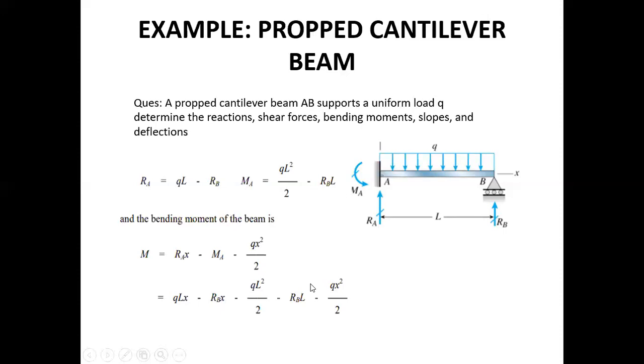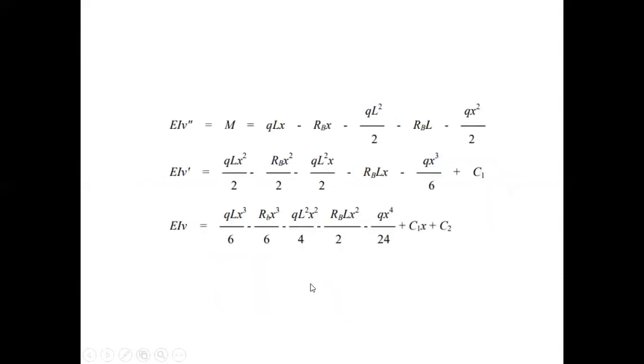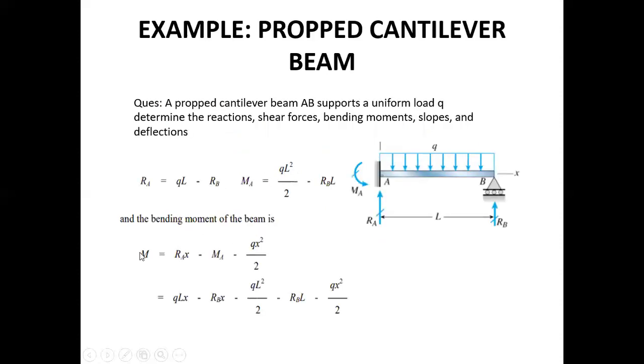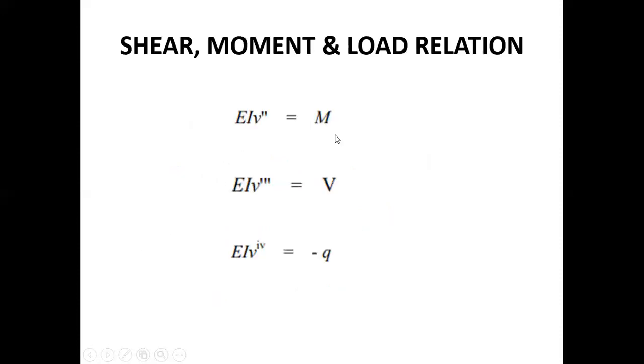Then if we proceed further, we can simply use this equation. This says M is equal to EI V double dash. So we have calculated M over here, and we know this relation, that M is equal to EI V double dash. We'll simply put the value of M over here, and we'll solve the equation for the value of this.